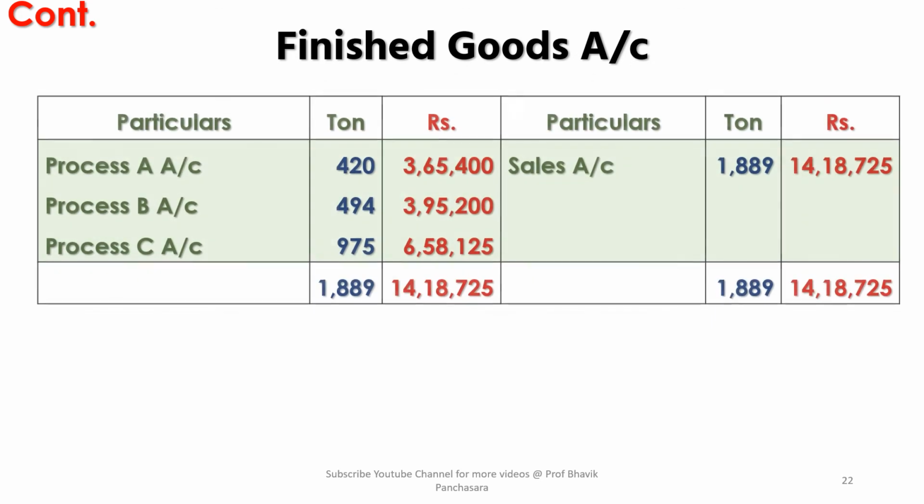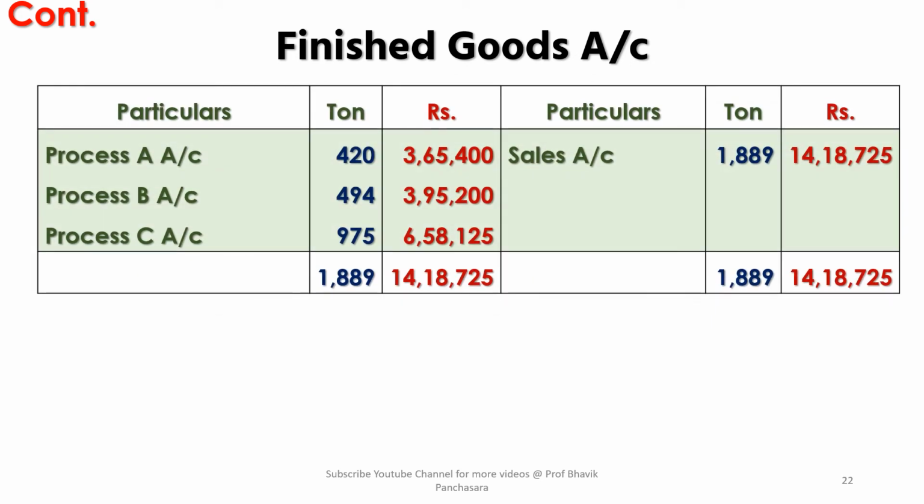Okay friends, now we are going for the second requirement, that is to prepare finished goods account. Here no further information is given for finished goods account. So simply we will transfer all material with amount from all processes. In each respective process account we have shown finished goods at credit side. So in finished goods account we will show each process's debit side with the same amount of material and same amount of selling price.